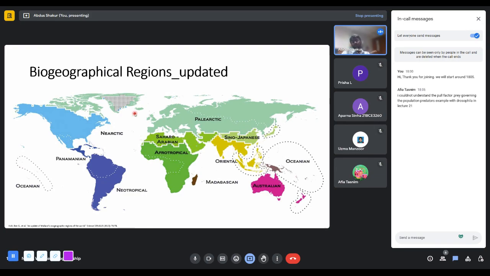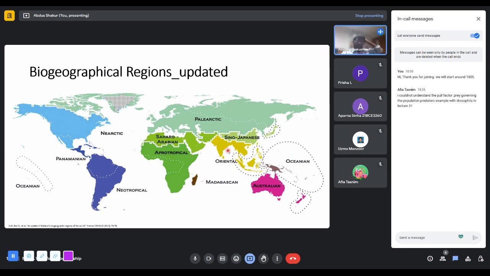And then we have a new set of biogeographical regions which were recently updated. Same as before, we have Nearctic and Neotropical, but we also have the Panamanian region, which is specifically on the tropical belt of the New World, and then we have Palearctic, Saharo-Arabian, Afrotropical, Madagascan, Sino-Japanese, Australasian, Oceanian, and Oriental regions.